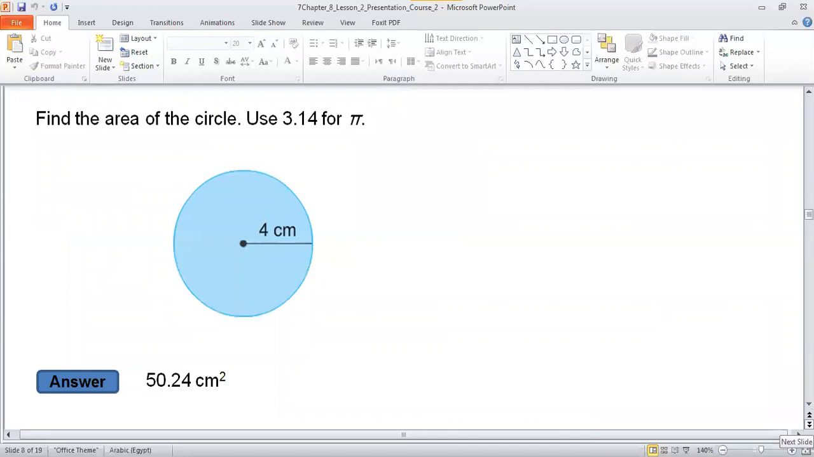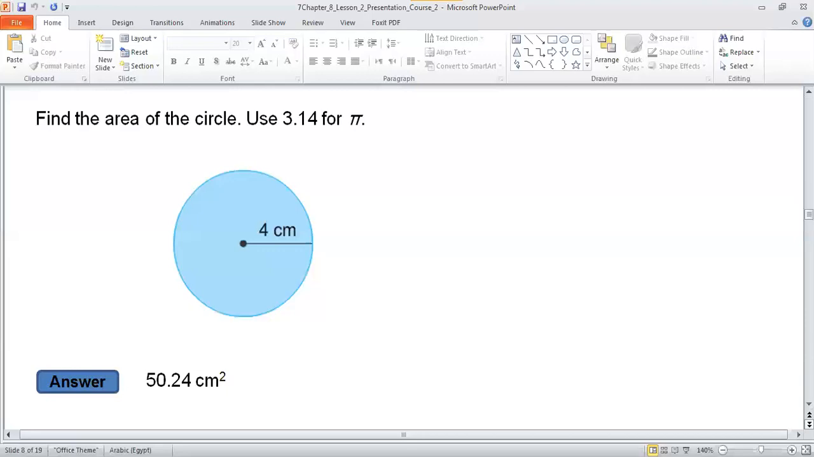Look with me at this example. Read, Faisal, please. Find the area of the circle. Use 3.14 for pi. Again, we need to find the area of the circle, using 3.14 for pi. So pi here is equal to 3.14, right? And r is equal to 4, the radius. So the area is equal to pi times r squared.